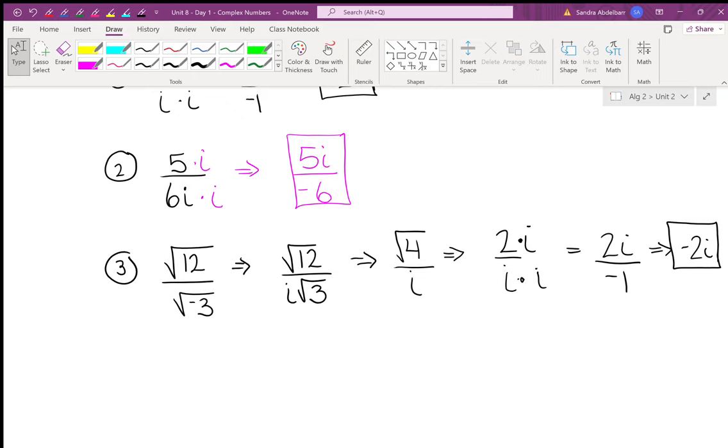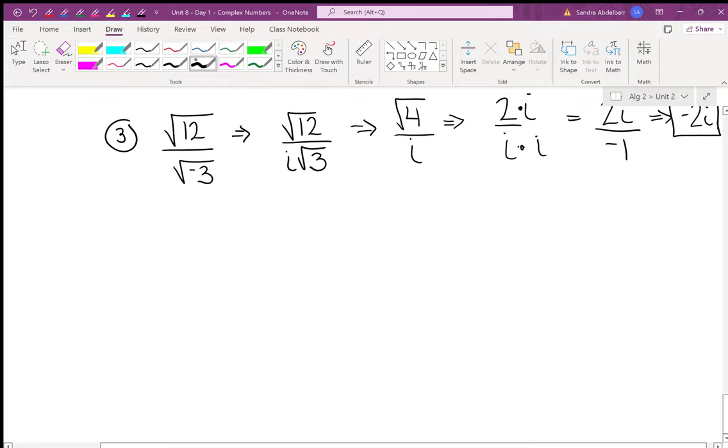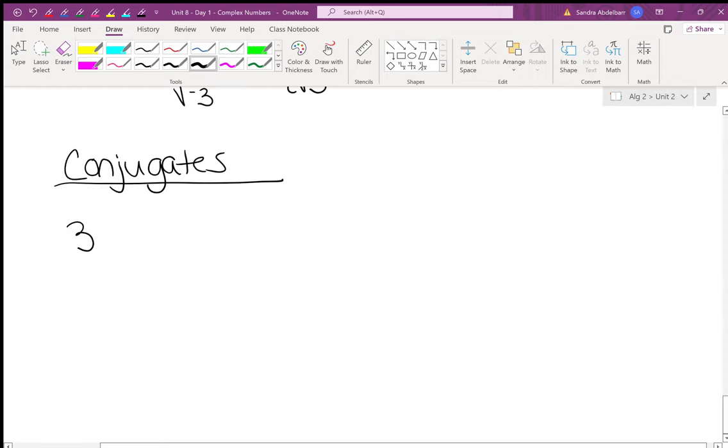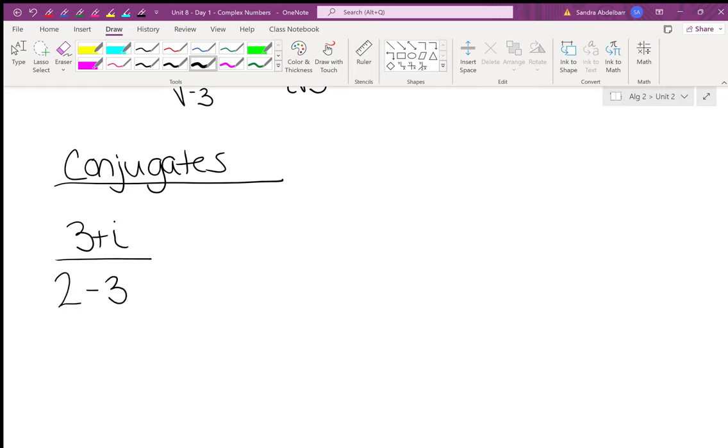Okay, let's talk about conjugates. So now I have 3 plus i in my numerator over 2 minus 3i in the denominator. Can I just multiply by i here? I can't just multiply by i because we're not dealing with a monomial in the denominator anymore. What am I dealing with? A binomial. So not only do I need to get rid of the i, I also need to get rid of the middle term because we're going to have to FOIL out.